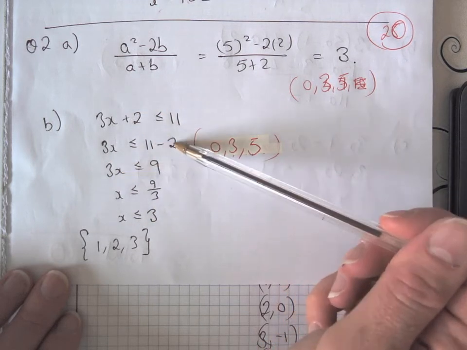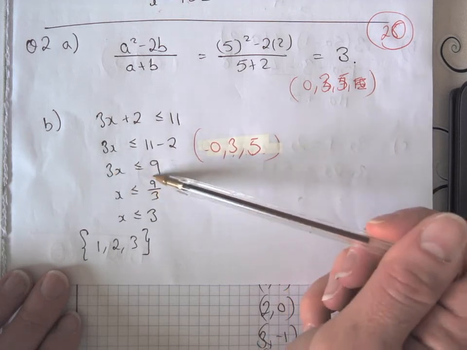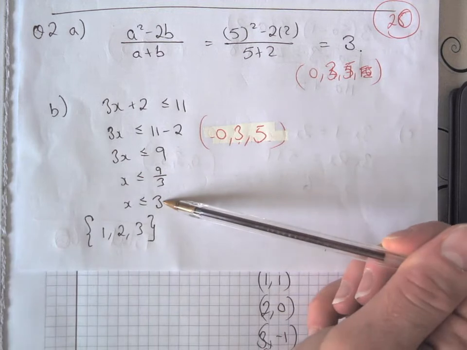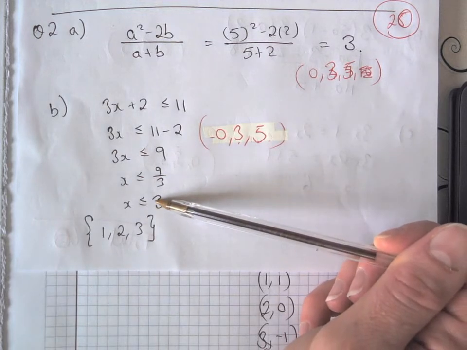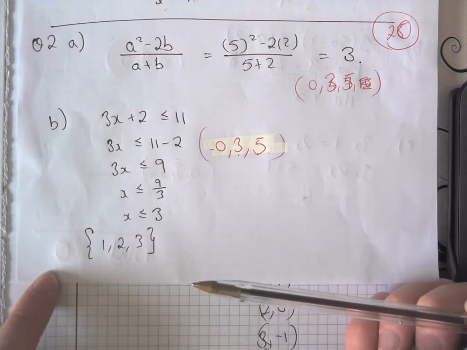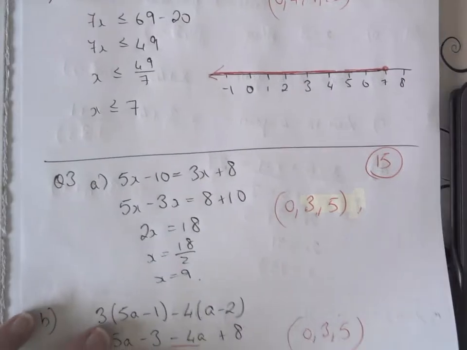So 3x equals 11 minus 2, which is 9. Divide by the 3, so 9 over 3 is 3. So x is less than or equal to 3. Now it was natural numbers, so it's only whole positive numbers that are less than or equal to 3. So 3, 2 and 1 are your answers. Okay, those 5 marks going for that.